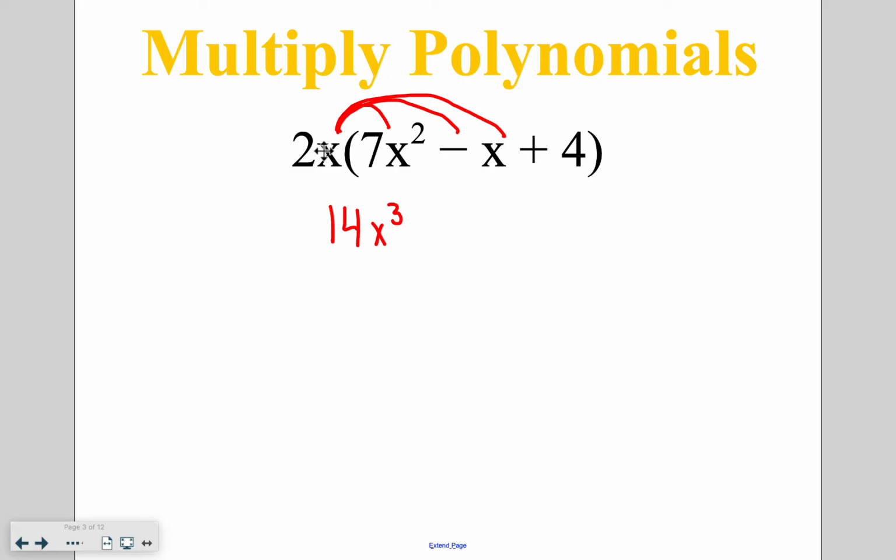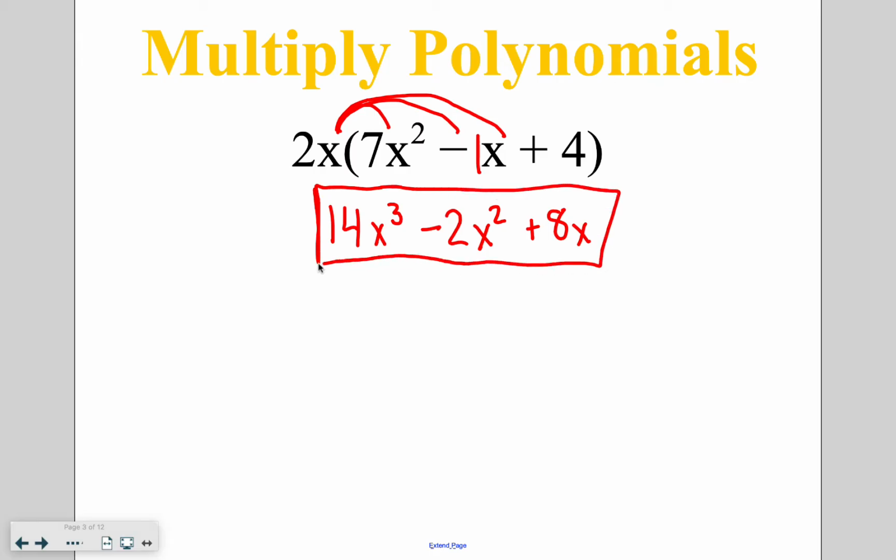Then I'm going to move to the next piece, which is 2 times, our coefficient here is -1. So 2 times -1 is -2. X to the first times x to the first means adding 1 plus 1, giving me an exponent of 2. And then I've got 2 times 4, which is 8x. So when I distribute, I end up with 14x to the third minus 2x squared plus 8x.